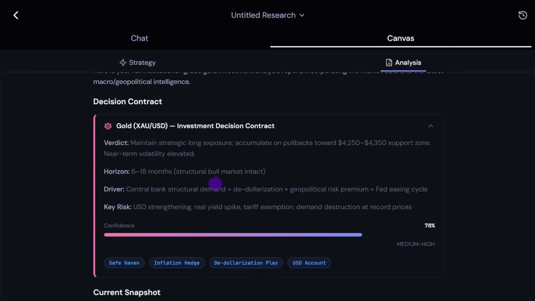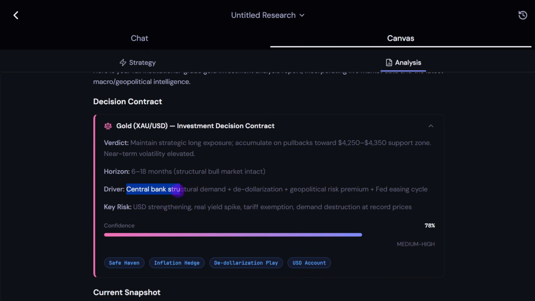So the investment decision contract maintains strategic long exposure, accumulate on pullbacks towards, let's say, 4,250 levels, 4,350. This is a strong support zone, apparently. Near-term volatility elevated. The horizon is 6 to 18 months. This is really amazing. It's giving you some advice on where you have strong supports, where you can buy. Don't buy high, you can buy low. And what is low? It's actually providing you the retracement levels or the support levels.